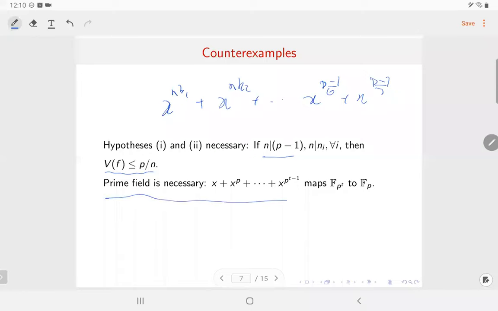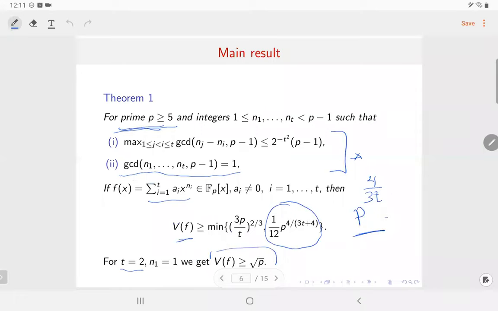And another example is the trace map. This polynomial represents the trace from F_p to the t to F_p. So the values are in F_p, right? It maps all of F_p to the t to F_p. It has t terms, and p to the t is q, and v of f, I'm going to write it like this, is q to the 1 over t. So this is an example of a polynomial with t terms for which the size of the image is q to the 1 over t, and if you go back here, the exponent is 4 over 3t, which is a little bigger than 1 over t.